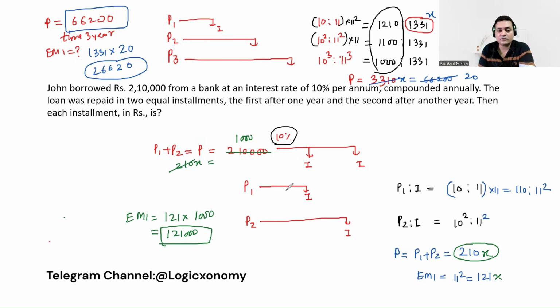Okay, this is the concept of EMI on compound interest. There is no need to use any formula, just concept. Divide the principal and write down the ratios, make EMI equal and equate total principal with the given principal, and you will get the EMI.